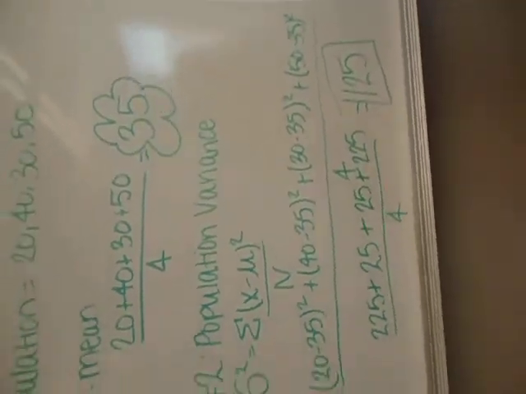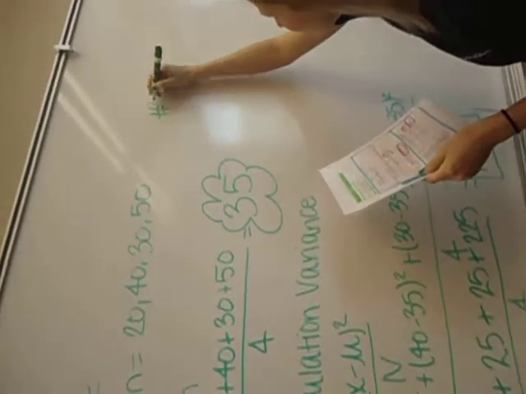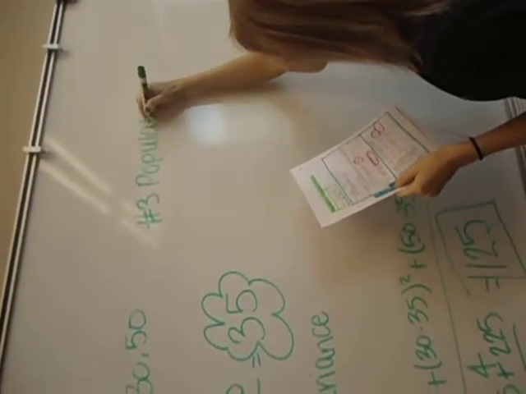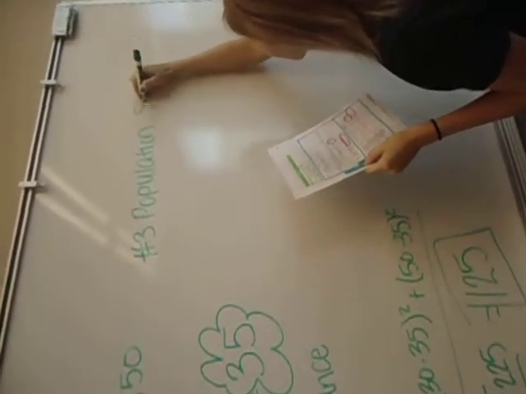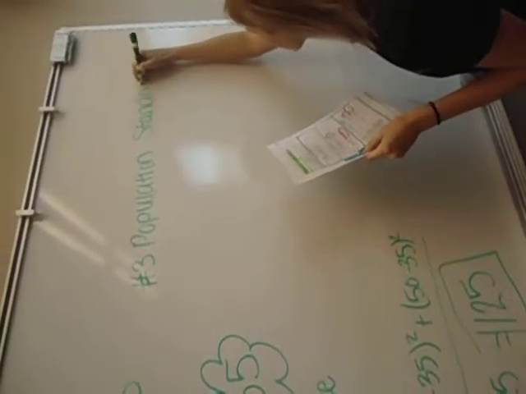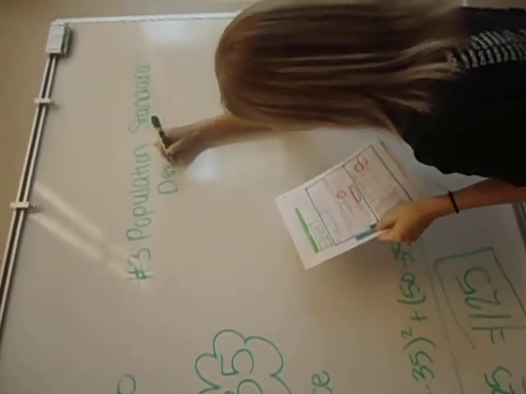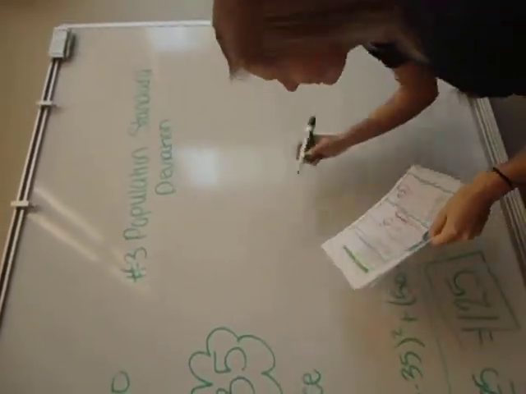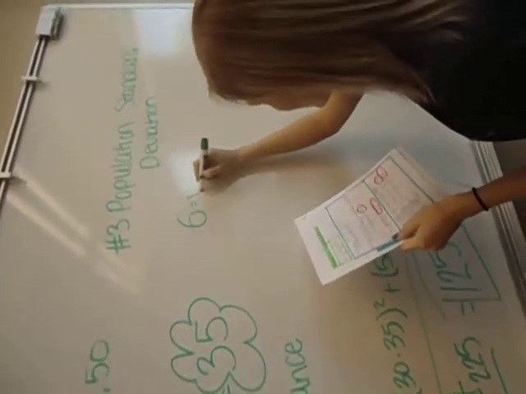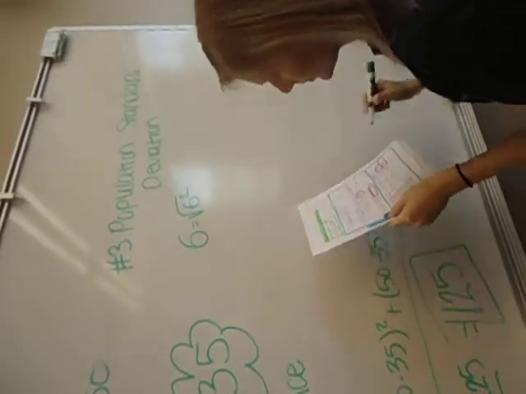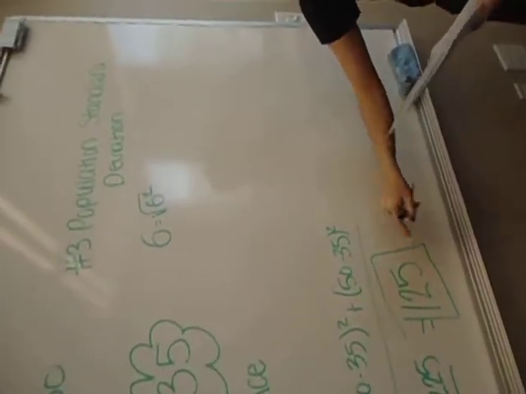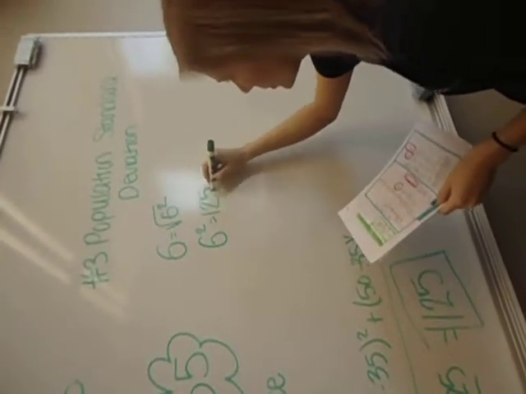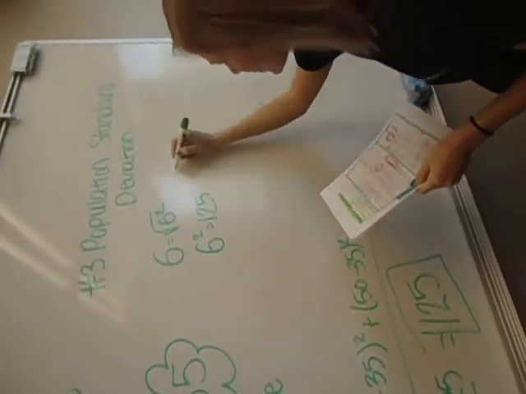Next, our third and final step is to find the population standard deviation. This one is very simple. We're just going to have sigma equals the square root of sigma squared. And your sigma squared was your 125. So you will plug that in, or you can just write sigma squared equals 125 so you know what you're plugging into here.